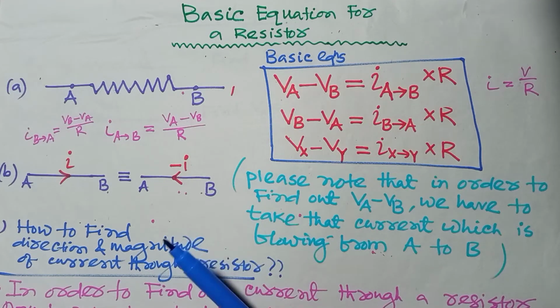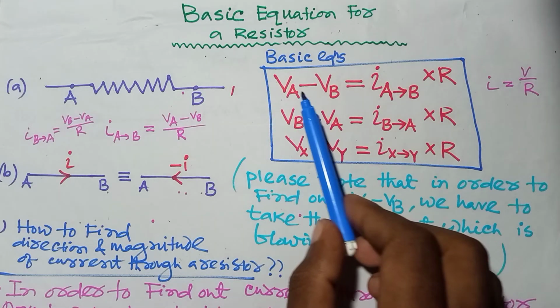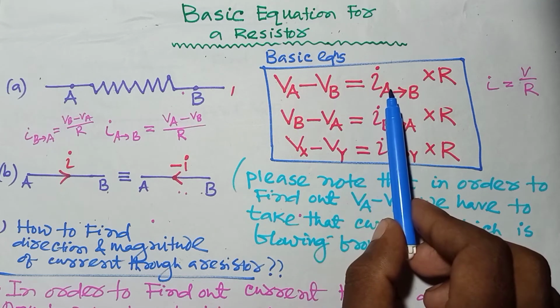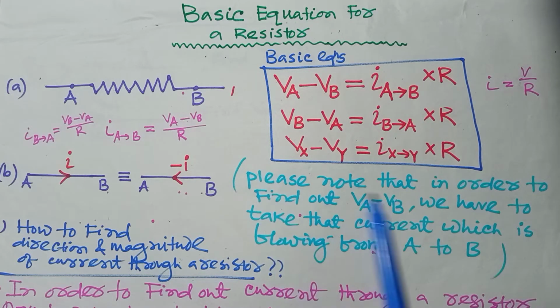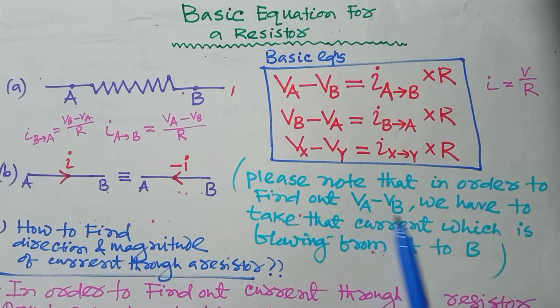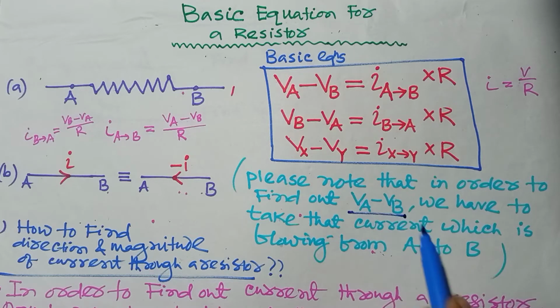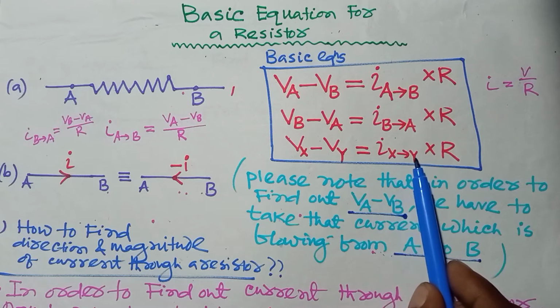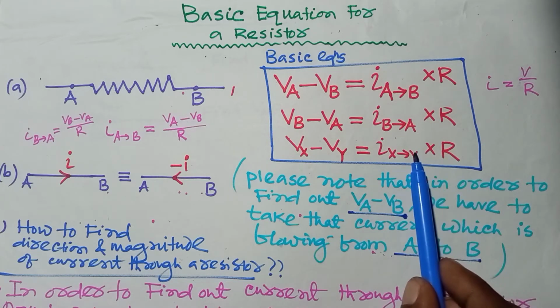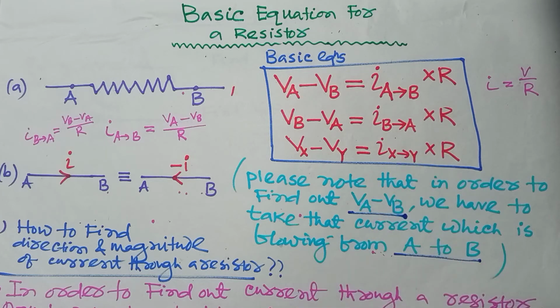You have to keep in your mind that whenever you are writing Va minus Vb, then you have to take that current which is flowing from A to B. Please note that in order to find out the value of Va minus Vb, we have to take that current which is flowing from A to B. Similarly, if you want to find out Vx minus Vy, then you have to take that current which is flowing from X to Y and multiply it by the corresponding resistance value.